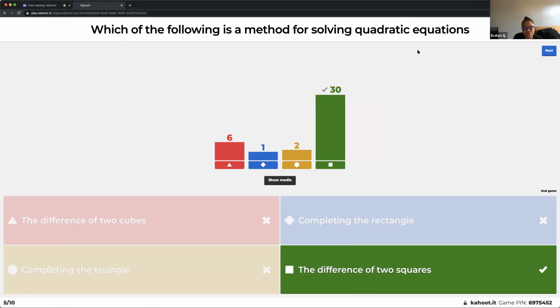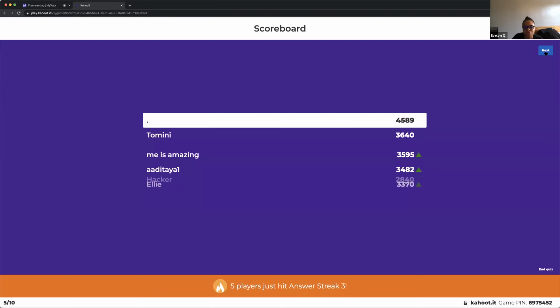Brilliant, it's the difference of two squares. The difference of two cubes doesn't exist. Completing the rectangle and completing the triangle are also incorrect. It should be completing the square. And the difference of two squares is definitely a method. So brilliant, well done for the top 5.